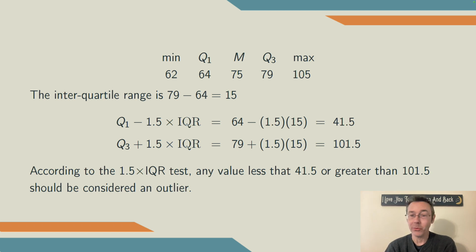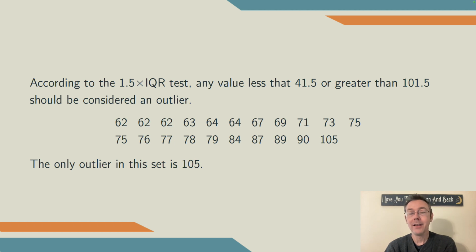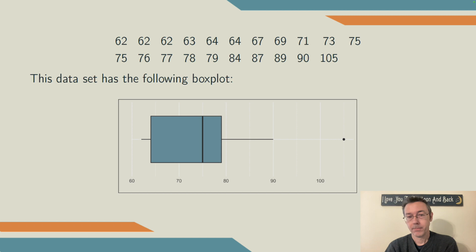Any values outside of the range from 41.5 to 101.5 will be considered an outlier. Looking back at the data, we see that there's only one value, 105, that doesn't lie in that range. So that's the only outlier in this set. All right, let's make the box plot.